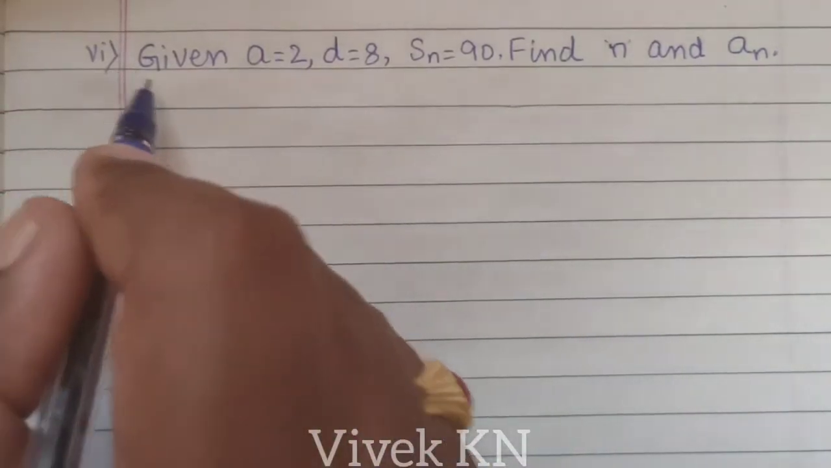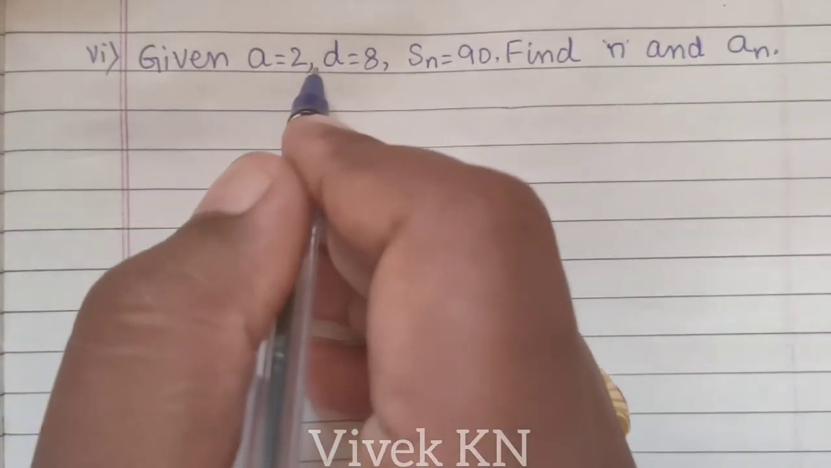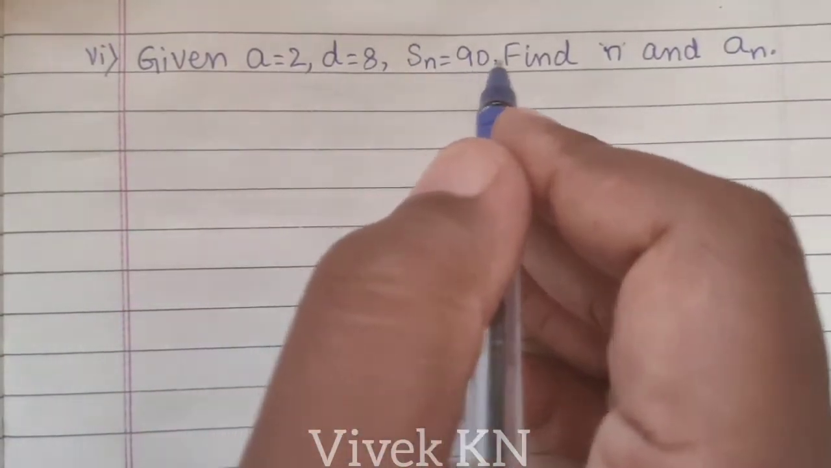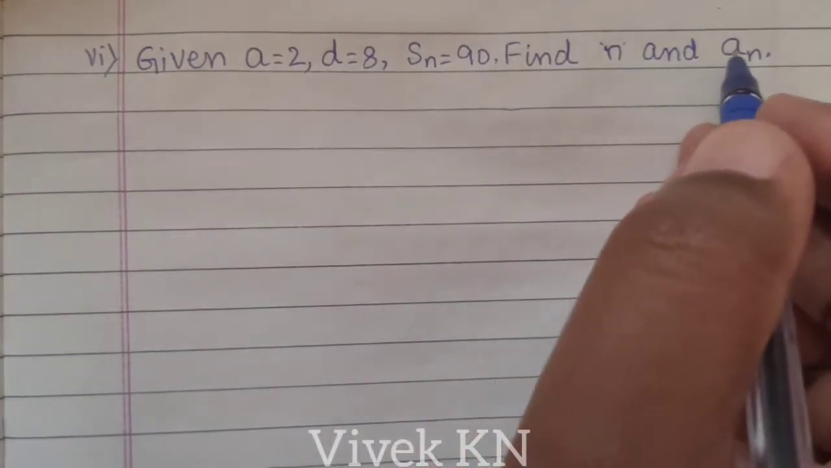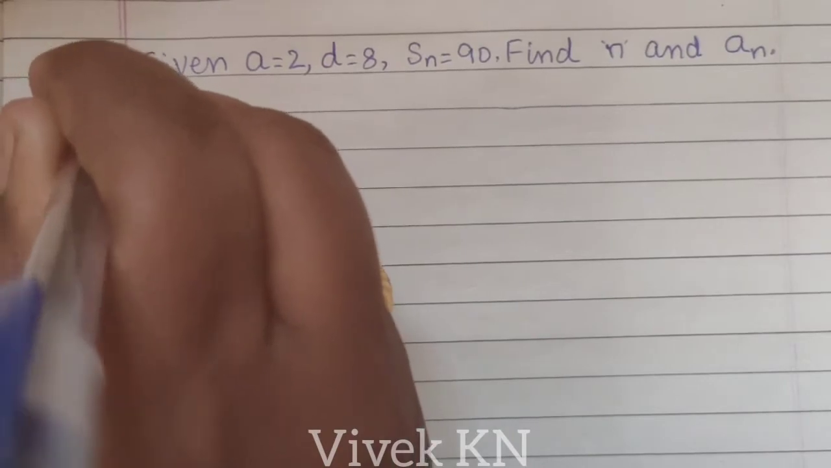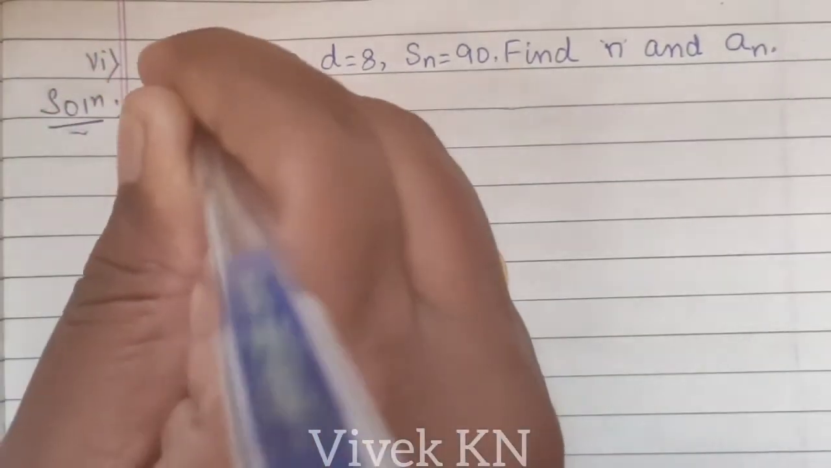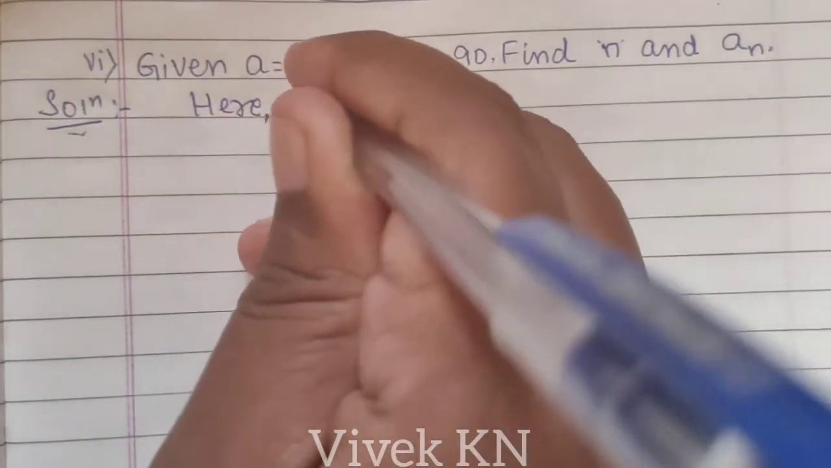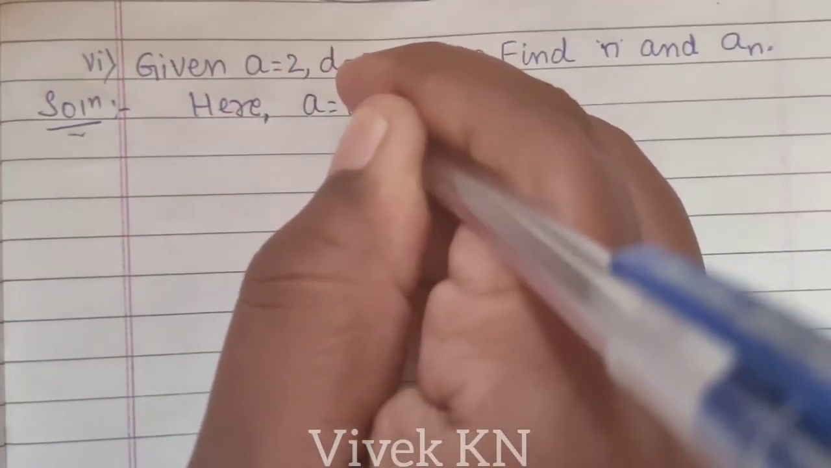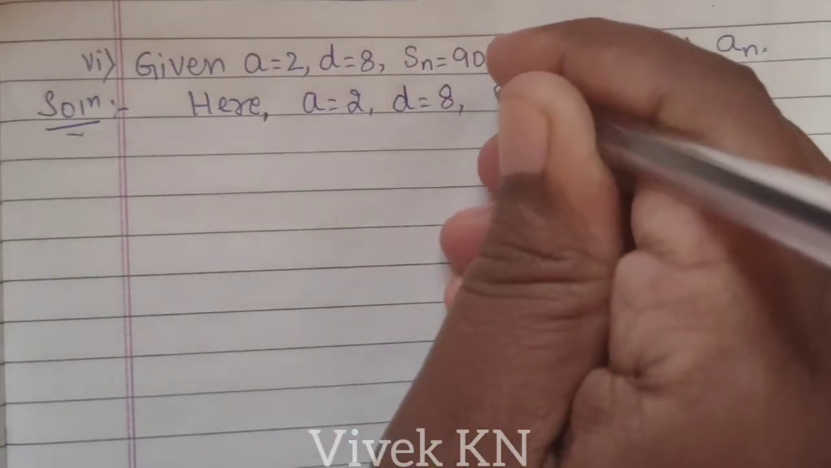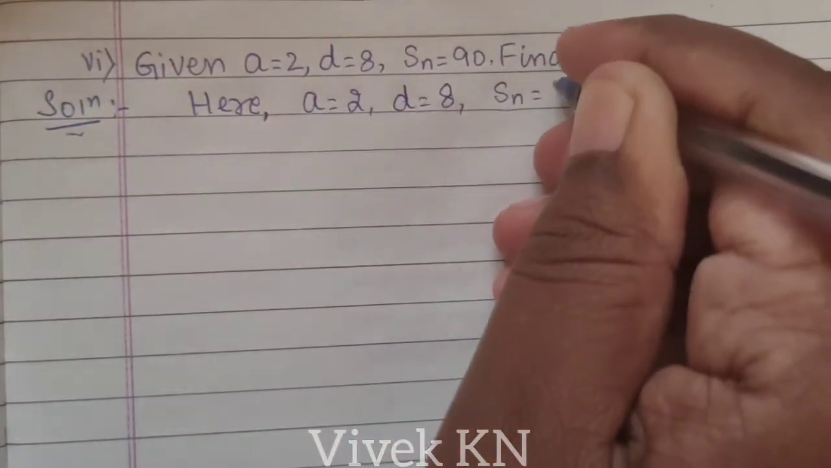Next question. Given a is equal to 2, d is equal to 8, Sn is equal to 90. Find n and an. Solution. Here the a value is 2, common difference is 8, Sn is 90.